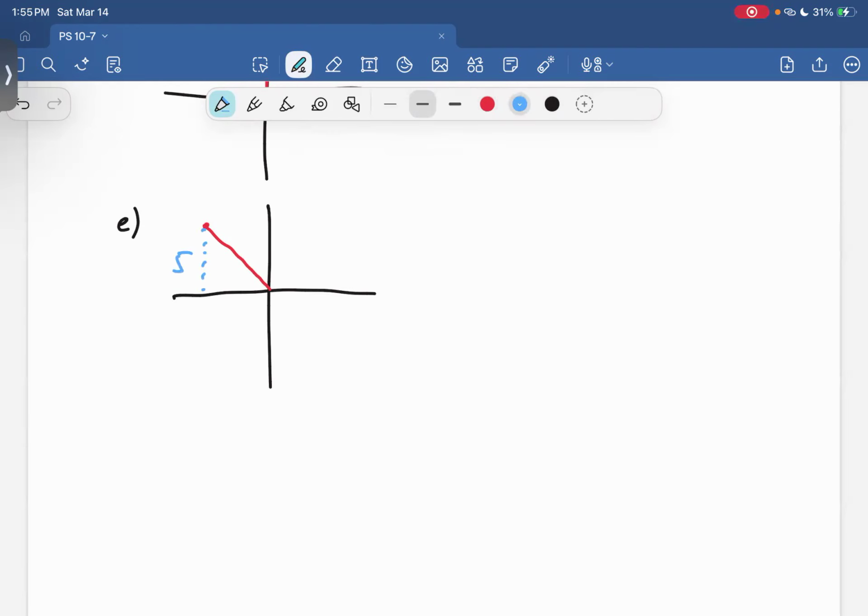And so this is root 3. This is negative root 3. And so that means the radius should equal root 3 times root 2, which is root 6. And the angle is, of course, 3 pi over 4.